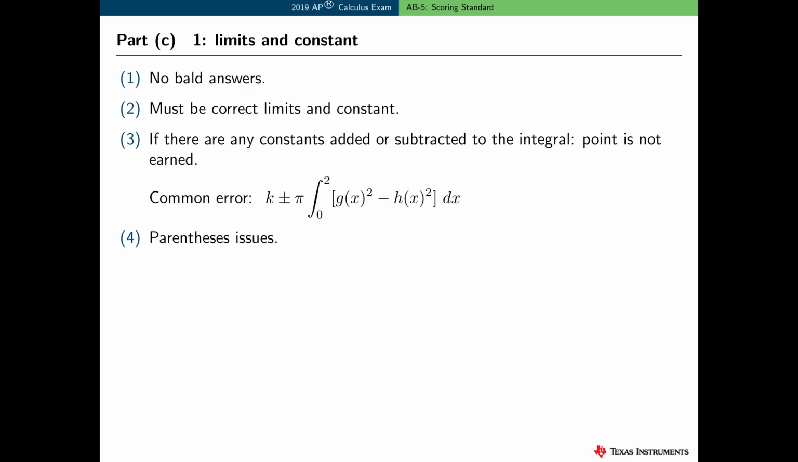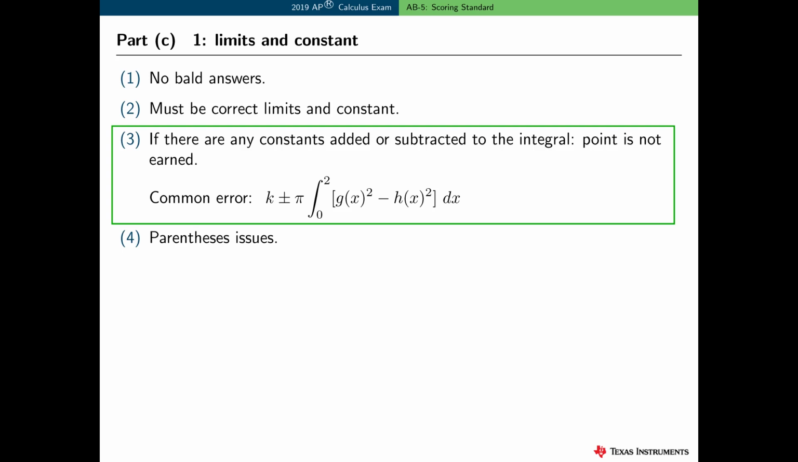Part C was worth 3 points. The first point was for the limits and constant associated with the definite integral. To earn this point, the limits and constant must be presented in the context of a definite integral. There must be an integrand, correct or incorrect. So a bald answer here is an integral symbol with limits and constant, but without an integrand. And simply, the limits must be correct and the constant pi must be correct.